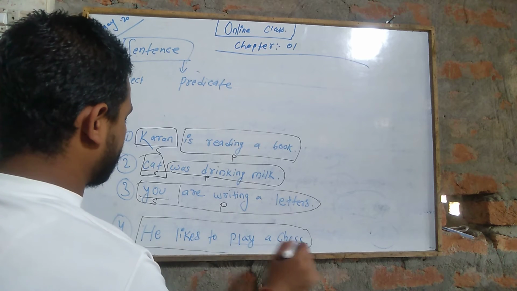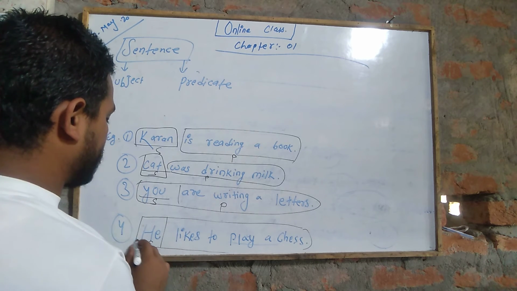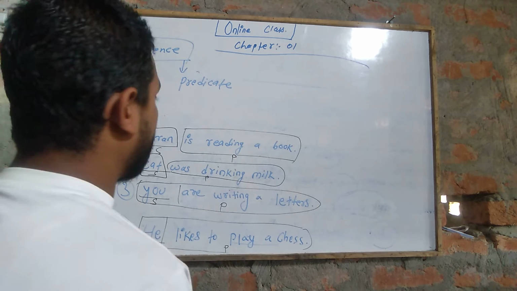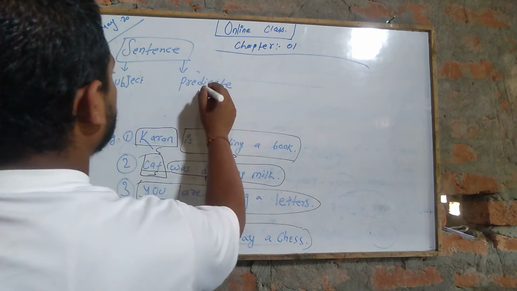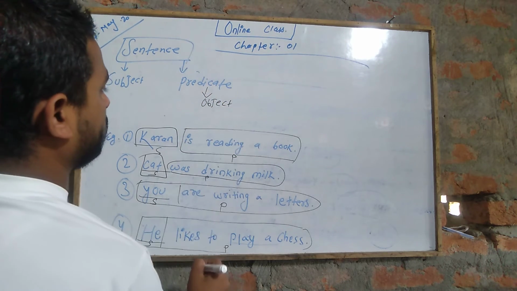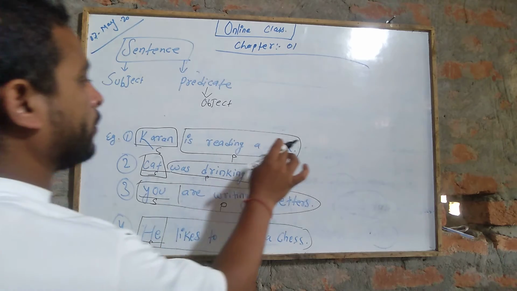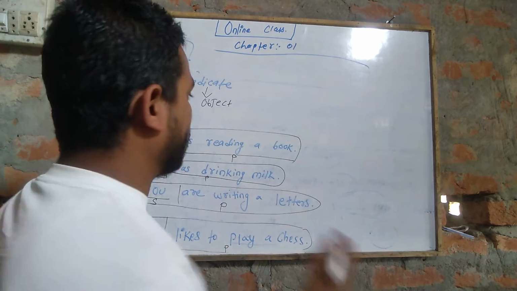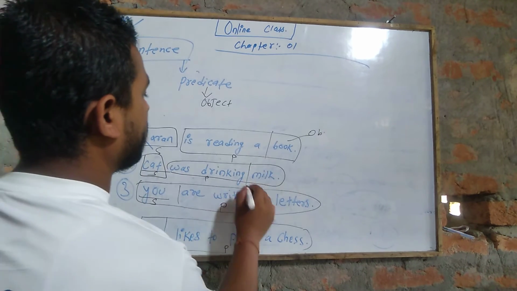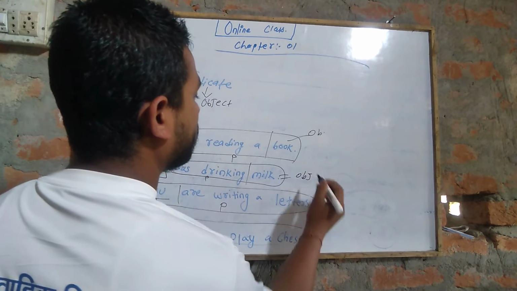He likes to play chess. He is the subject, and 'likes to play chess' is the predicate. After that, we also discuss the object. Karan is reading a book. क्या पढ़ रहा है? Book पढ़ रहा है ना भाई. Book is the object. Cat was drinking milk. Milk is the object.